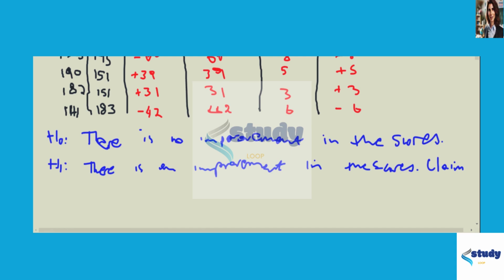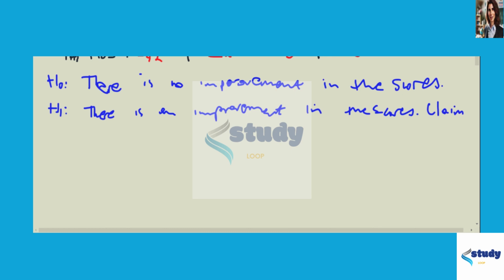We then use table K, sorry, to find the critical value. N is equal to 8, alpha is equal to 0.05 for the one-tailed test, and the critical value is equal to 6.